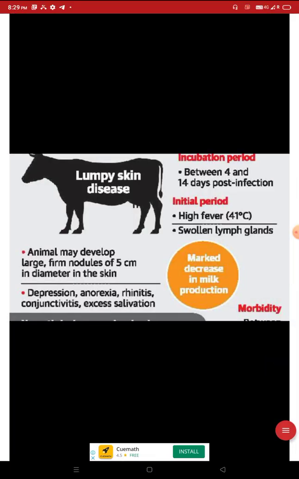Here you can see in the schematic diagram that if the animal is infected with lumpy skin disease, there will be high fever and swollen lymph nodes.